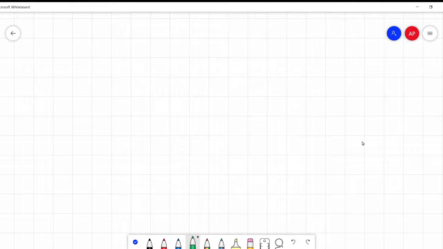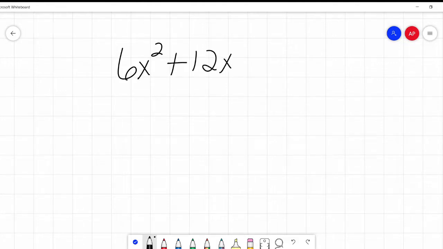And those are my two answers. All right, the last variation of this is when you have a coefficient in front of the x. Okay, in this case, 6x squared plus 12x minus 48.